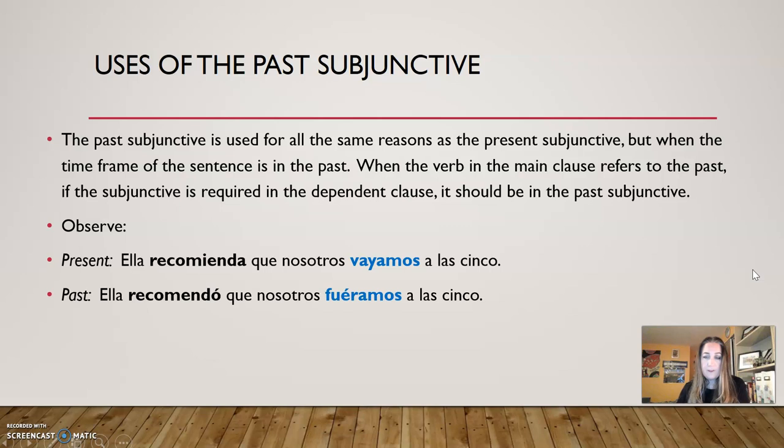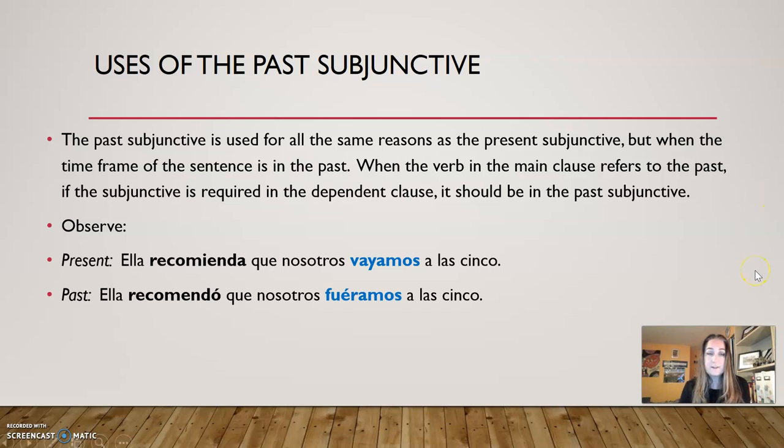Now, if we pass this sentence through our magic time machine into the past, we have, ella recomendó que nosotros fuéramos a las 5. She recommended that we go, or that we went, at 5 o'clock. So in this case, we still need subjunctive in the second clause because the first clause is still expressing a recommendation. But because the first verb is in the preterite tense, we need to use the past subjunctive in the other clause, not the present subjunctive.